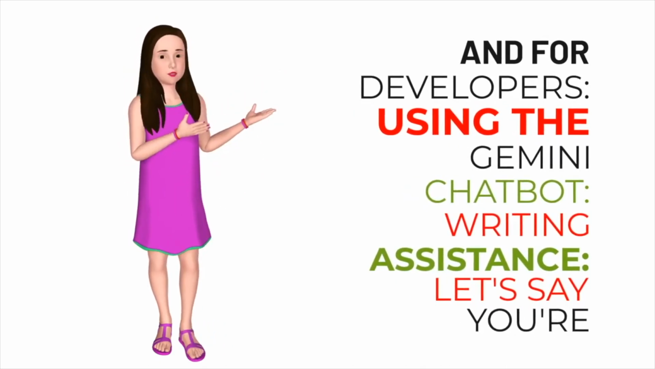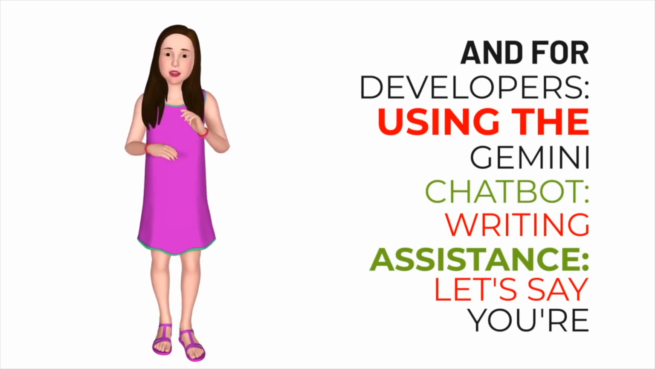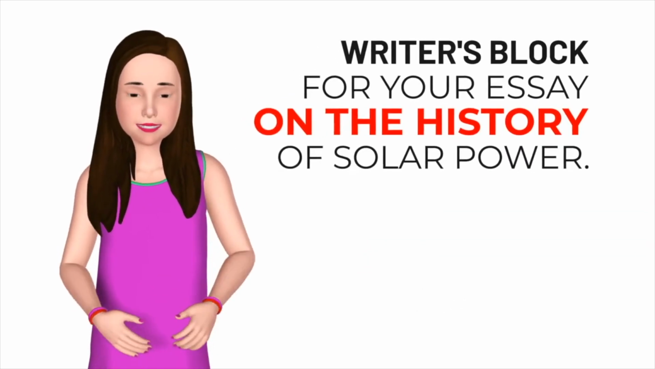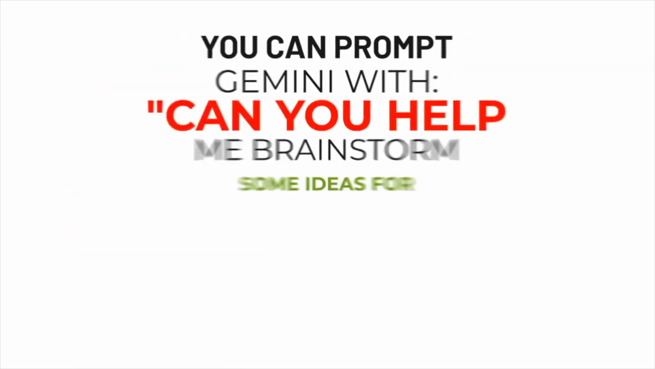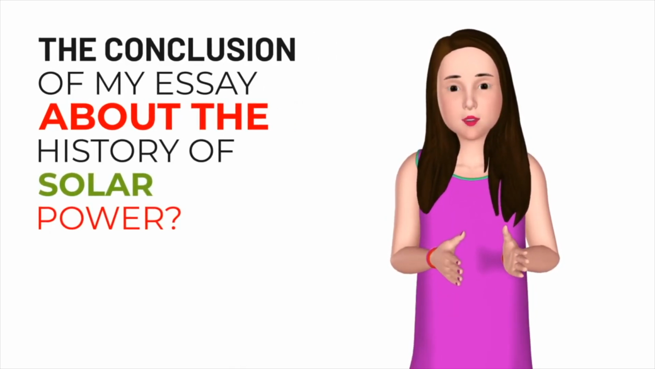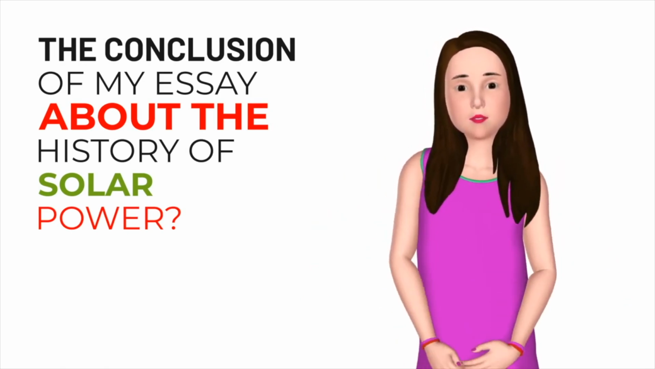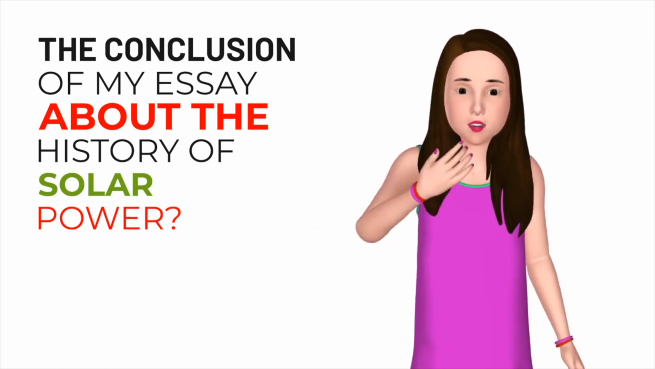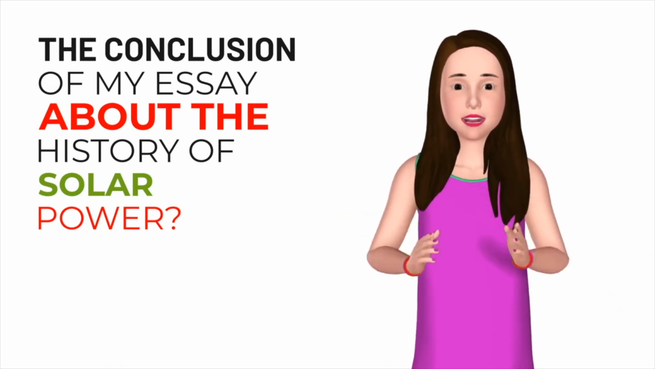Using the Gemini chatbot. Writing assistance. Let's say you're stuck on a writer's block for your essay on the history of solar power. You can prompt Gemini with, "Can you help me brainstorm some ideas for the conclusion of my essay about the history of solar power? Maybe highlight its future potential." Gemini can generate creative text formats or outlines to get you going.